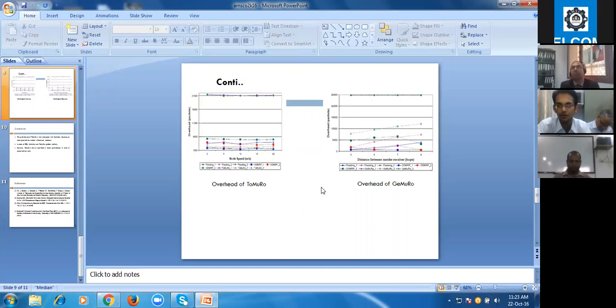The load means we can increase the number of nodes. If the number of nodes in the network is minimum, then the GeMuRo routing protocol becomes more efficient. And when the number of nodes becomes high or maximum, then the GeMuRo protocol will become more efficient.